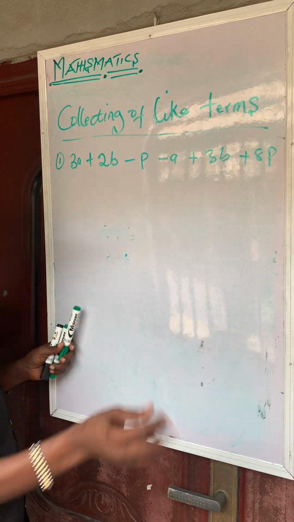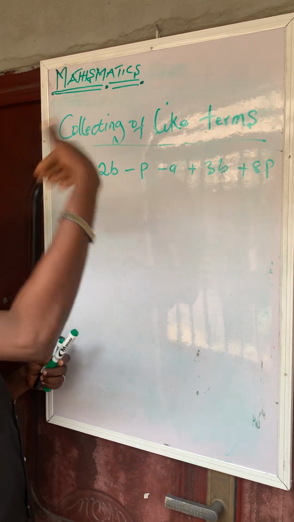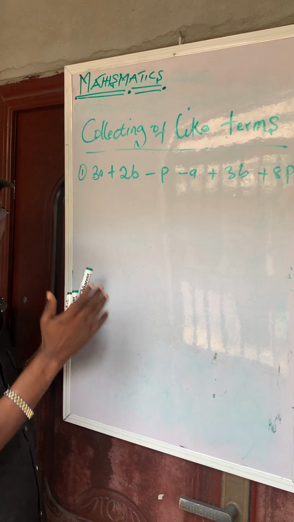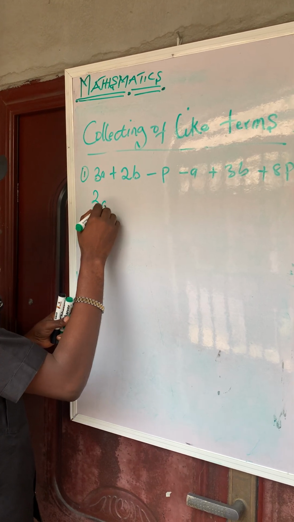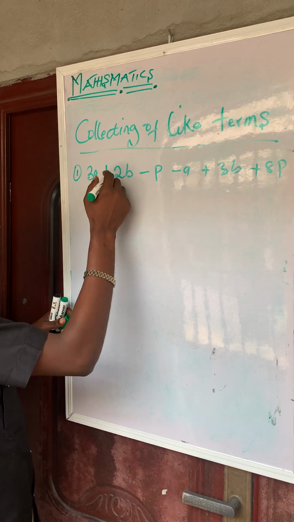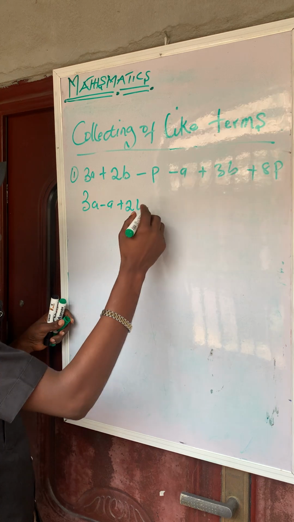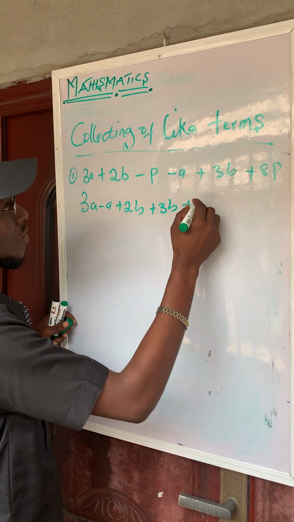So let us add these numbers. You're going to rearrange and rewrite the terms, bringing the a's together, bringing the b's together, and grouping the p's together. So we write 3a. You bring this a, minus a. Please don't forget to write the minus sign. Then you write plus 2b. Then look again, where is b again? We have 3b here, plus 3b. Then we have plus 8p.